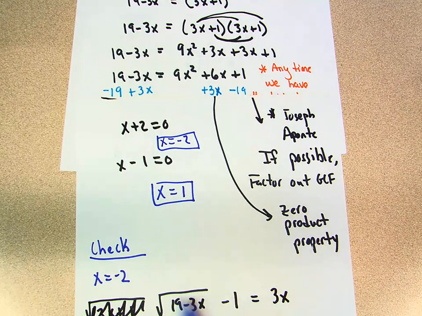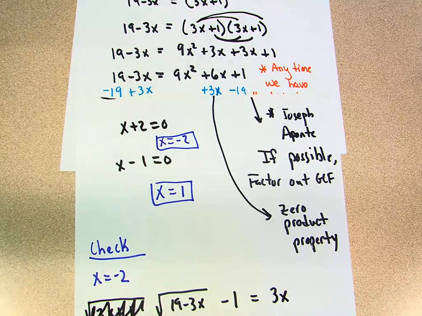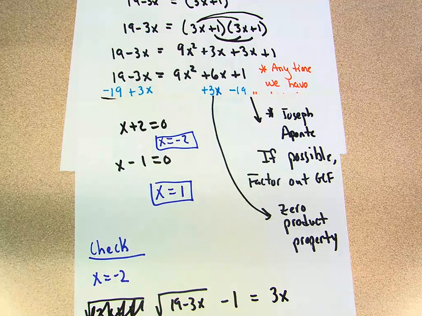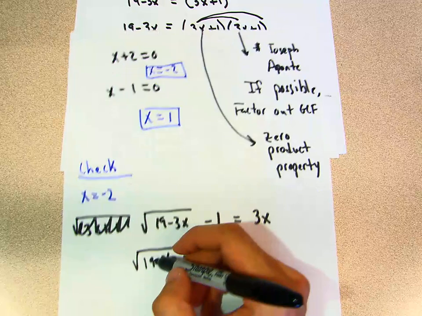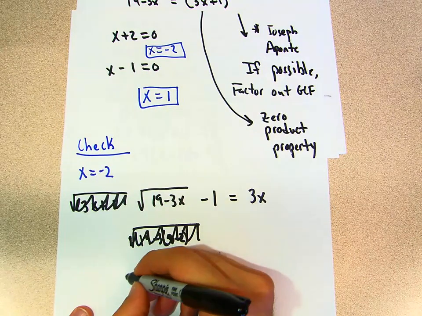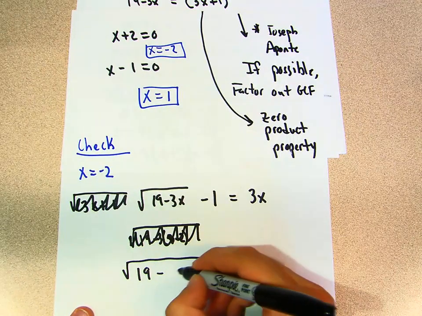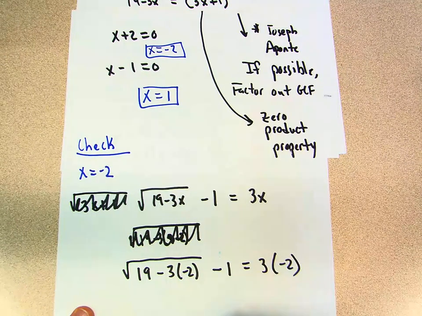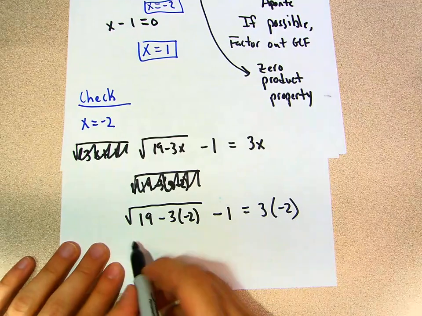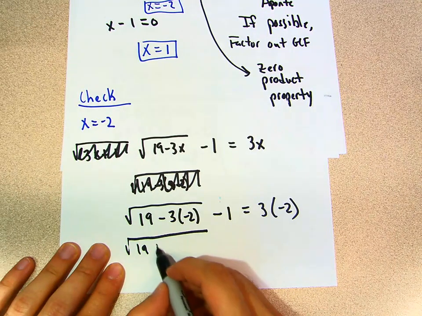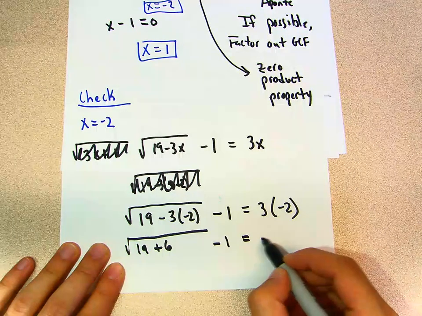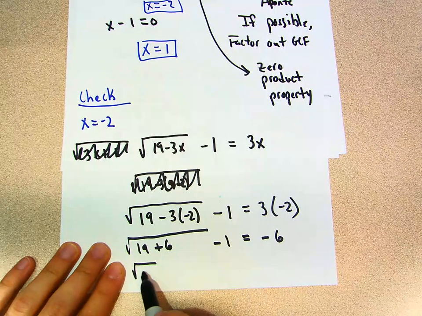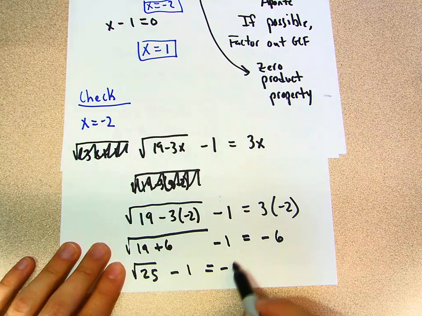So what are we going to do? We're going to substitute this negative 2. Okay, let me rewrite it again. So I have square root of 19 minus 3 times negative 2 minus 1 equals 3 times negative 2. Right? So now here I have square root of 19 plus 6 minus 1 equals negative 6. This is square root of 25 minus 1 equals negative 6.